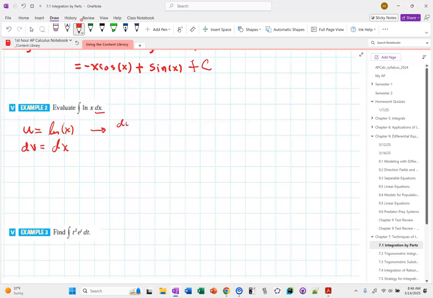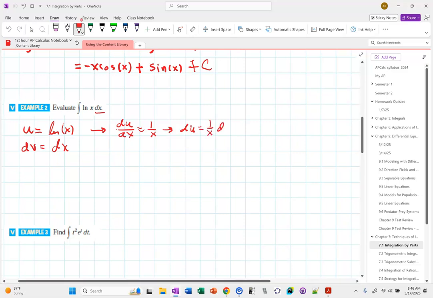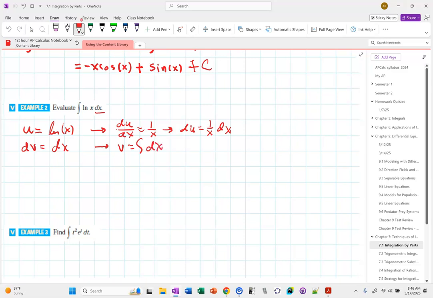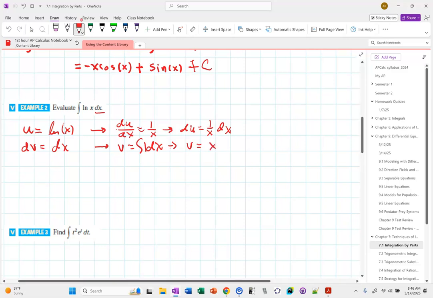So if I then differentiate, du/dx is 1 over x. So du is 1 over x dx. And if I integrate, what's the integral of dx? Well, you can think about it as 1 dx. So it's just x, right? Does everybody feel okay there?